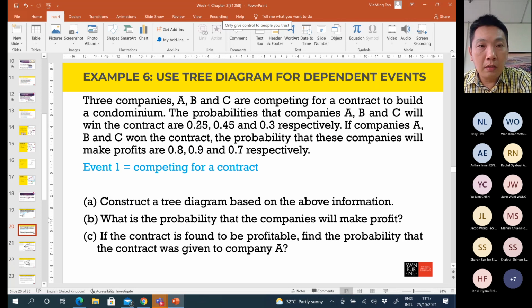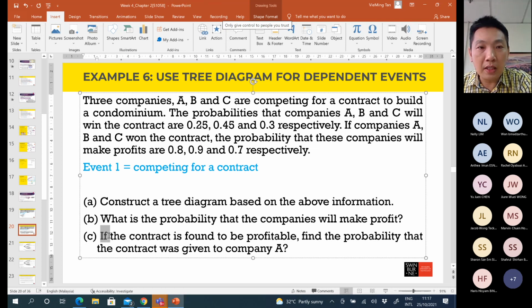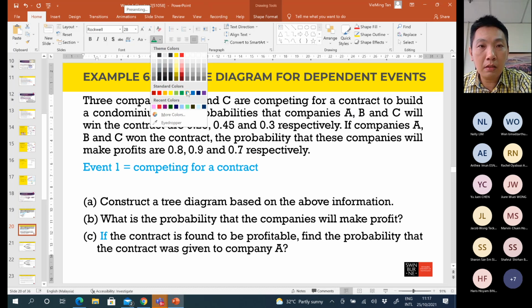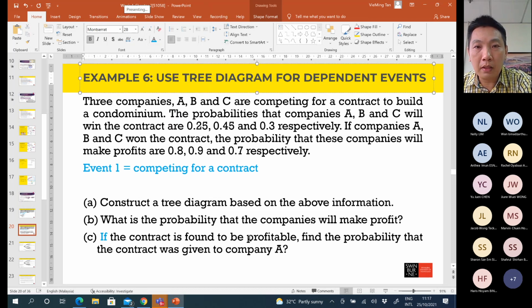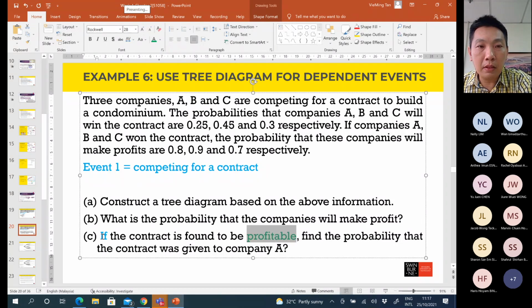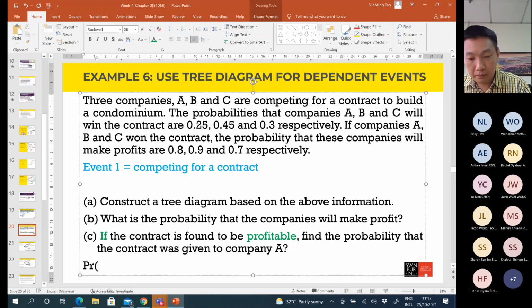All right, so the third question. Let me see. The third question is, if the contract is found to be profitable. If is the keyword. If means something already happened. The contract makes profit, it is profitable, so the D we have to put at the back. It is already given to us, so I put D at the back, in green color.